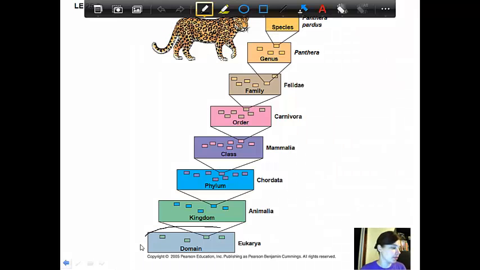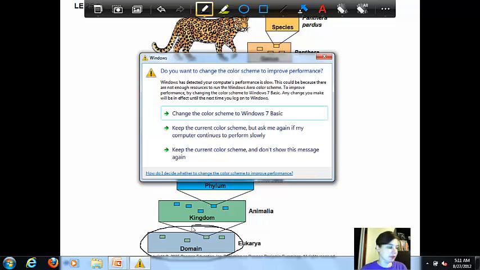So again, down here at the bottom is our domain. We're going to be classifying this leopard up here.